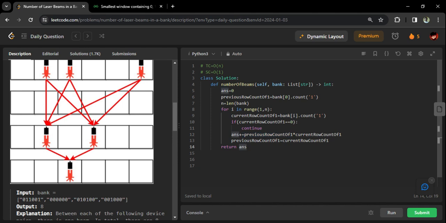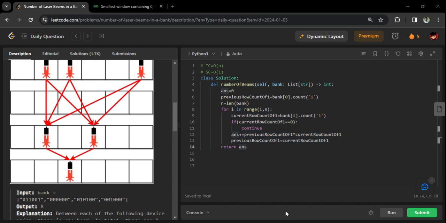Answer is 2. So I'm doing plus equal to, that is answer is equal to answer plus the product. So basically answer is 6 initially. So we are doing 6 plus 2, which becomes 8. Okay, which becomes 8. And then again I'm storing this. Now what will the previous row count of 1 be? It will become 1. But obviously we are not going to use it because the loop will end here. Okay, and what will return? Will return answer as 8.